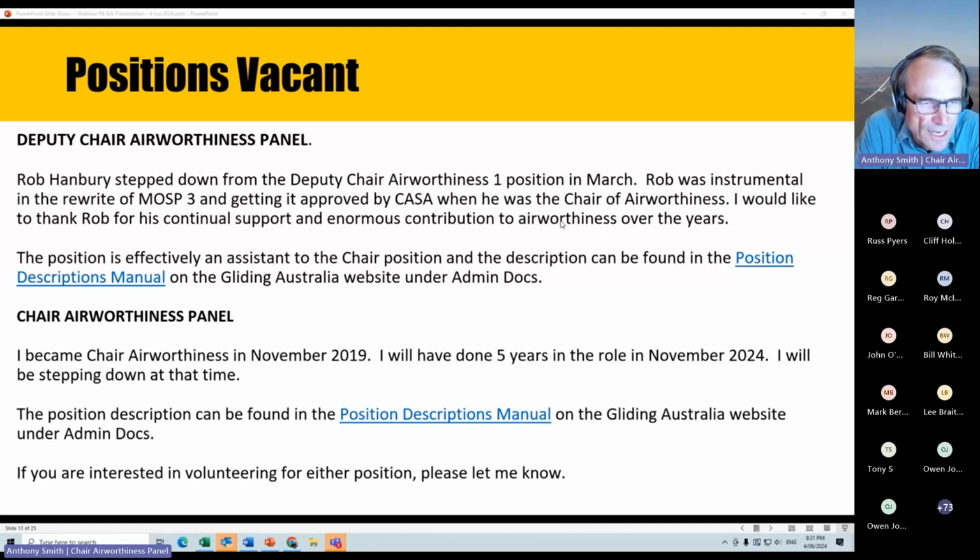So once again, if you're interested in volunteering to be the chair of airworthiness, please contact me or Doug Flocker, the CEO. The position description can be found in the very same position descriptions manual on the website. I don't have an identified replacement at the moment, so both positions are currently open. If you're interested in volunteering and helping out with the administration of airworthiness, please let me know.